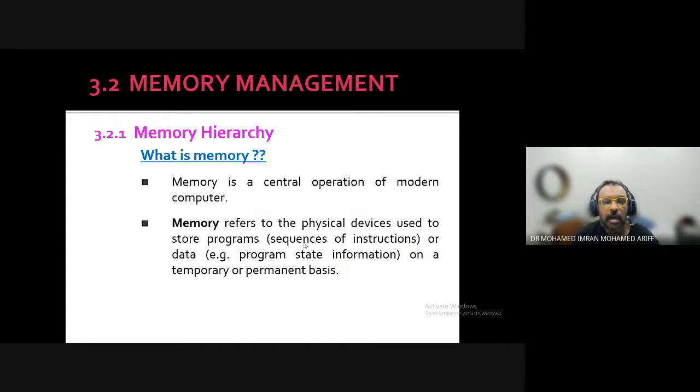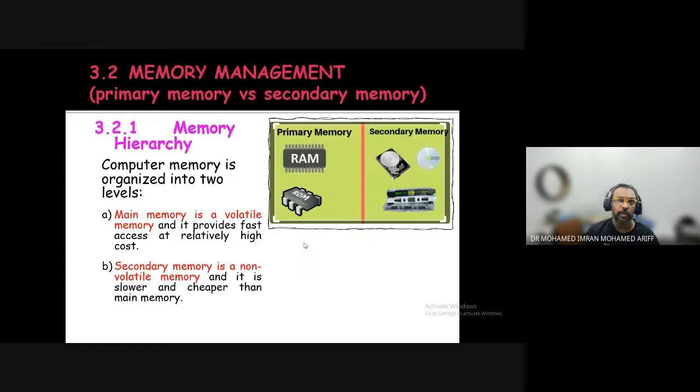Memory is a central operation for a modern computer system. It refers to the physical devices used to store programs. It is actually hardware whereby we can store data and programs inside it. Basically, there are two types of memory: one is the temporary version and one is the permanent version. The temporary version is your RAM, and the permanent version is your ROM and your hard disk. These are all permanent versions.